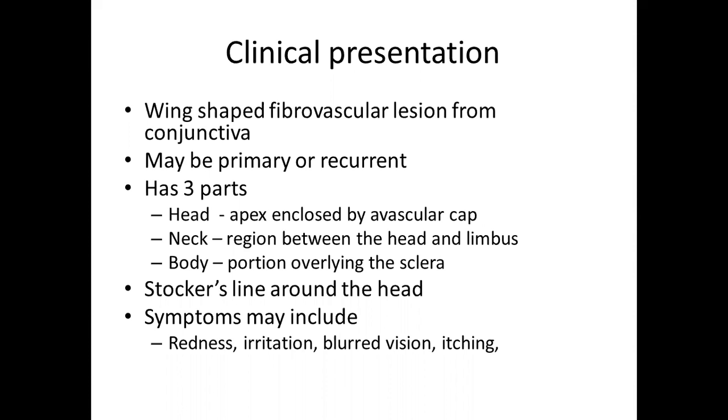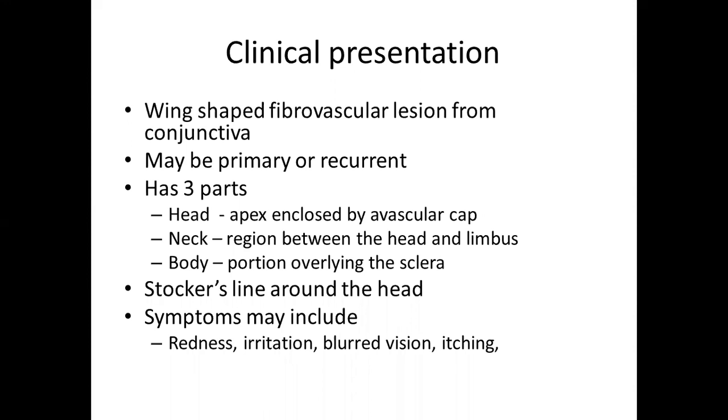Then recurrent pterygium means that yes, this person had pterygium before, which was operated upon by excision, like the pterygium was excised, and now the person is coming down with pterygium again. So it may present typically like that too, as a recurrent pterygium. And it has different parts. I told you it's triangular or wing-shaped. So if you imagine a triangle, you see that the triangle has a head, which is the pointed part, then the neck just in between the pointed part, and the body.